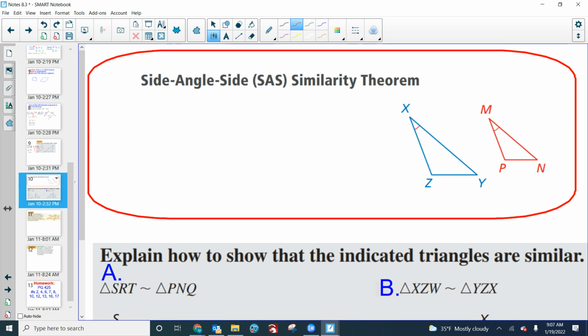Two sides and the angle, I agree, but what about the sides? What about the angle? The angle between, the included angle, remember that word? If I have two sides, where they come together, that's the included angle of those two sides. So the two sets of sides are going to be not congruent, proportional. The angles are going to be congruent. Okay?